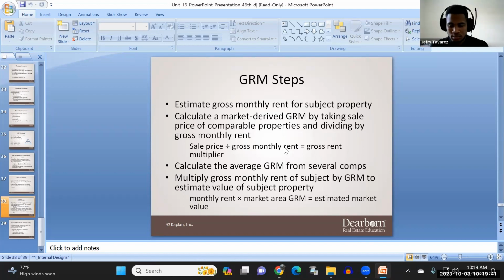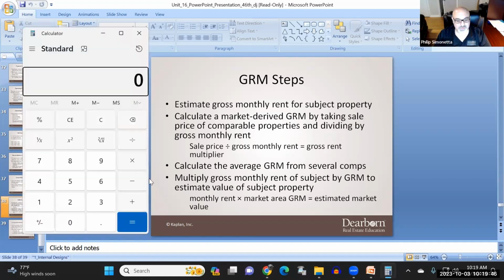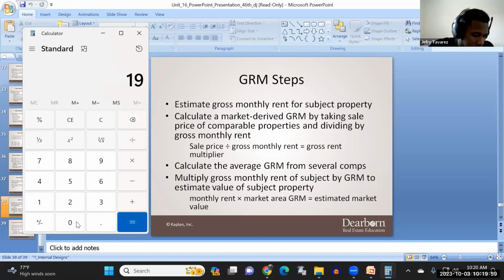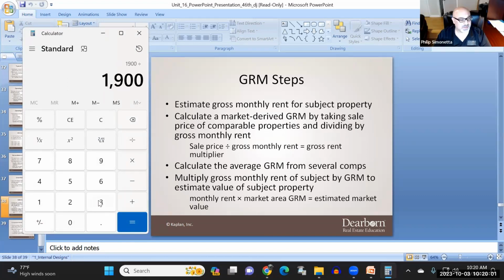Okay, what do you got? Give me a second. I'll do it here on the screen for you too. 300,000 divided by 1,900. I think that's the way it goes. Nope, hold on. 157.89. Was it 300? It's 0.006333. So your gross rent multiplier is that number.